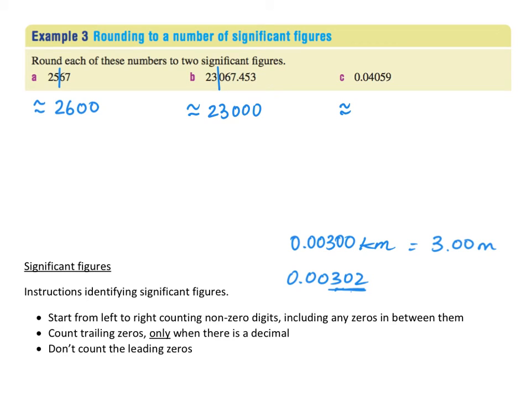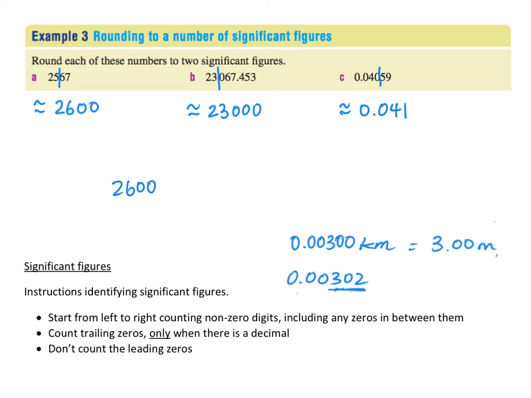Okay, last example. We're going to look at how many significant figures this has now. If we follow our rules from left to right, counting non-zero digits, including any zeros in between them, not the trailing. We count trailing zeros only when there is a decimal. Don't count the leading zeros. So these are leading zeros. So this has 4 significant figures at the moment. We only want 2. So this is where we're going to draw our line. The 5 rounds the 0 up to a 1. So this is going to be 0.041, 2 significant figures.